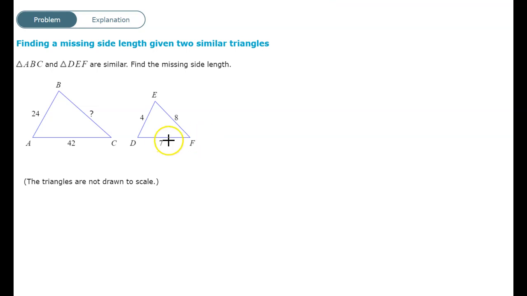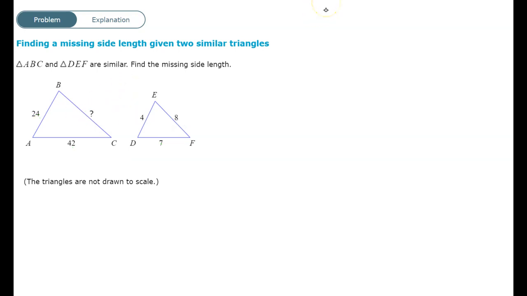Common sense is going to tell me I'm going to look at these numbers over here and maybe look at this, and I can go, wait a minute. If I'm going to go from a 7 to a 42, that's going to be 7 times 6. Let me check that over here. Would 4 times 6 give me 24? Yeah, so let's go ahead and do 8 times 6, and 8 times 6 is going to give me 48. So I know the missing side length is going to be 48.